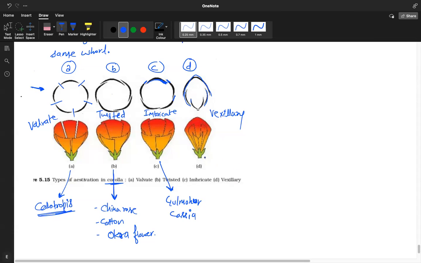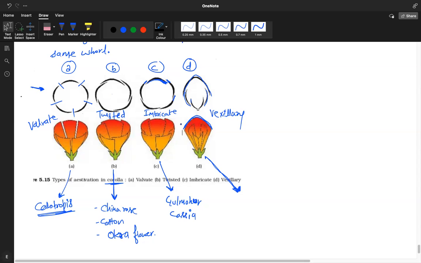And then this vexillary is a very unorthodox kind of flower where one petal, you see this one petal here, is the biggest petal. Before vexillary, valvate, twisted, and imbricate can all have, and actually have, equal size of all the petals. Either they are just touching margin to margin, overlapping directionally, or overlapping non-directionally, random. But the petals can be of the same length.